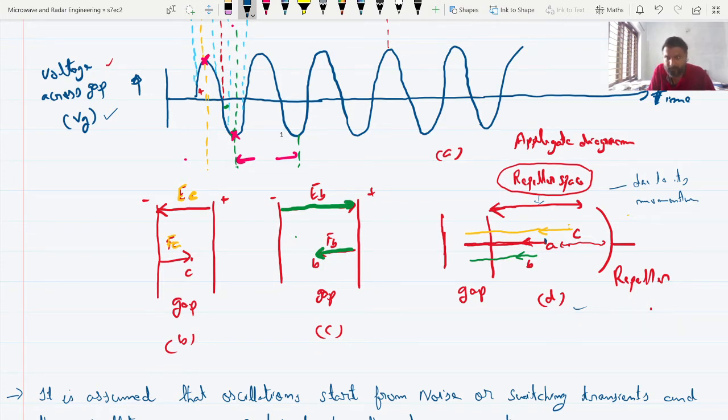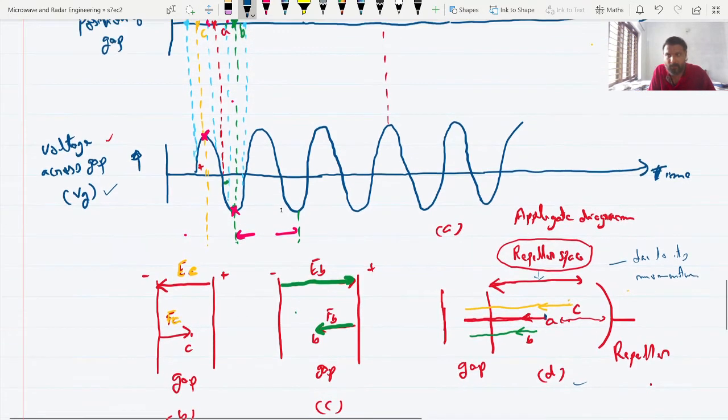Then the electron stops here and returns because of the force of repulsion. So it returns back to the gap, which is near the cavity, for the second time. The first time it comes towards the repeller, next it goes back towards the gap. Now electron A stops and returns back to the gap for the second time, and it will get absorbed by the cavity.